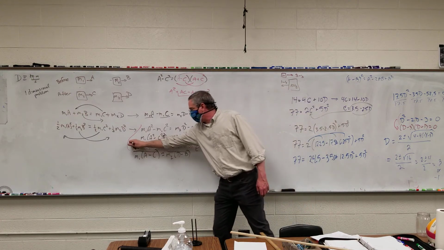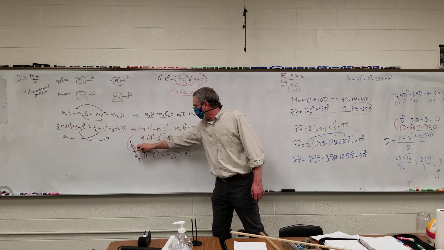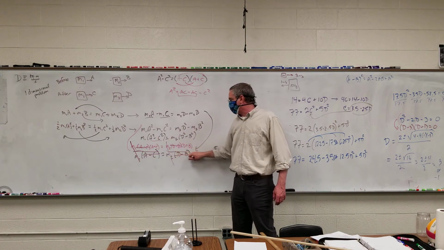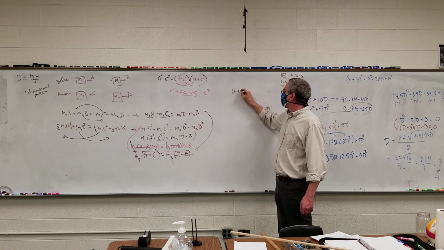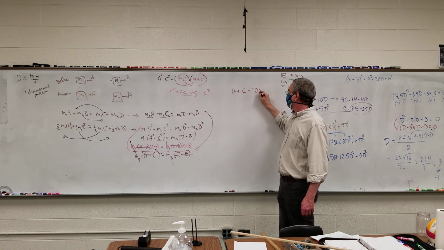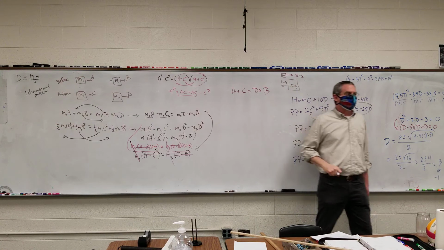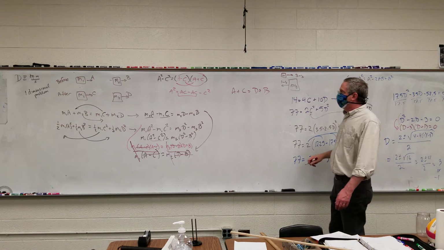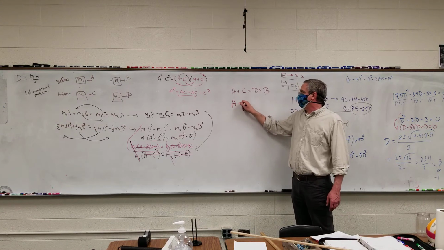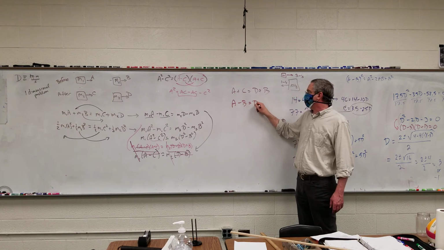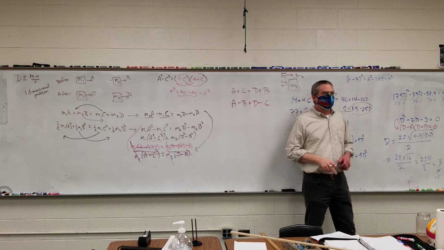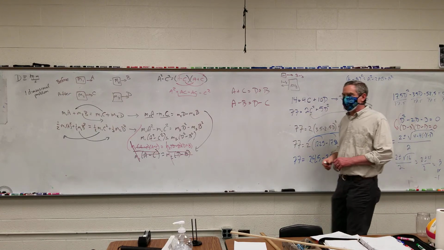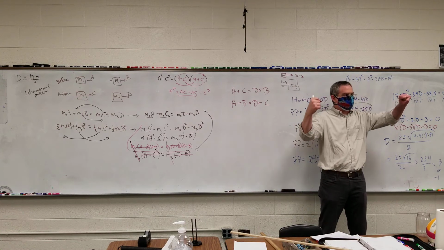And so my mass ones cancel out, A minus C cancels out, my mass twos cancel out, and D minus B cancels out, and what I'm left with is A plus C is equal to D plus B. Or more traditionally written, A minus B is equal to D minus C.